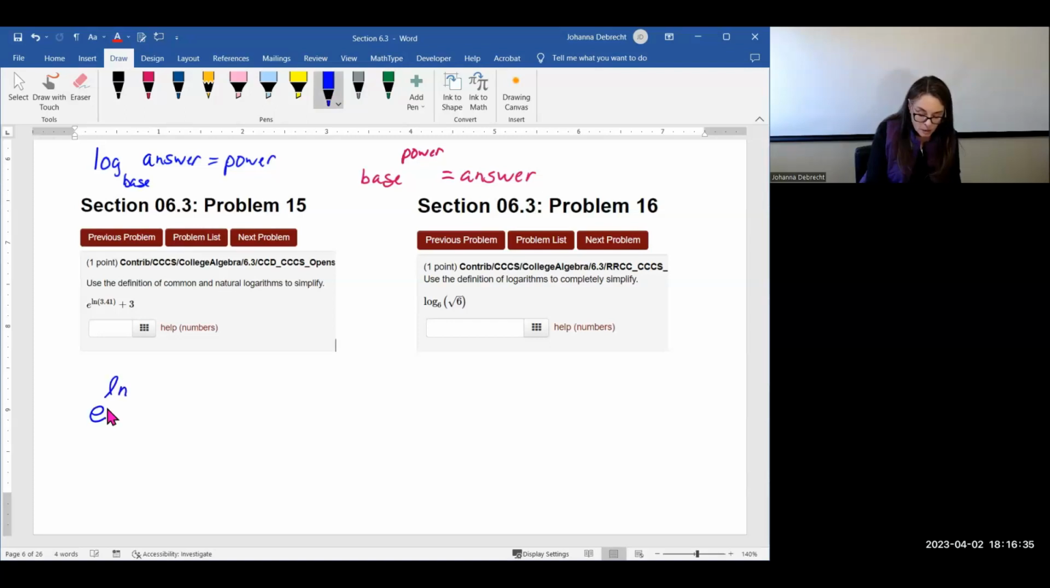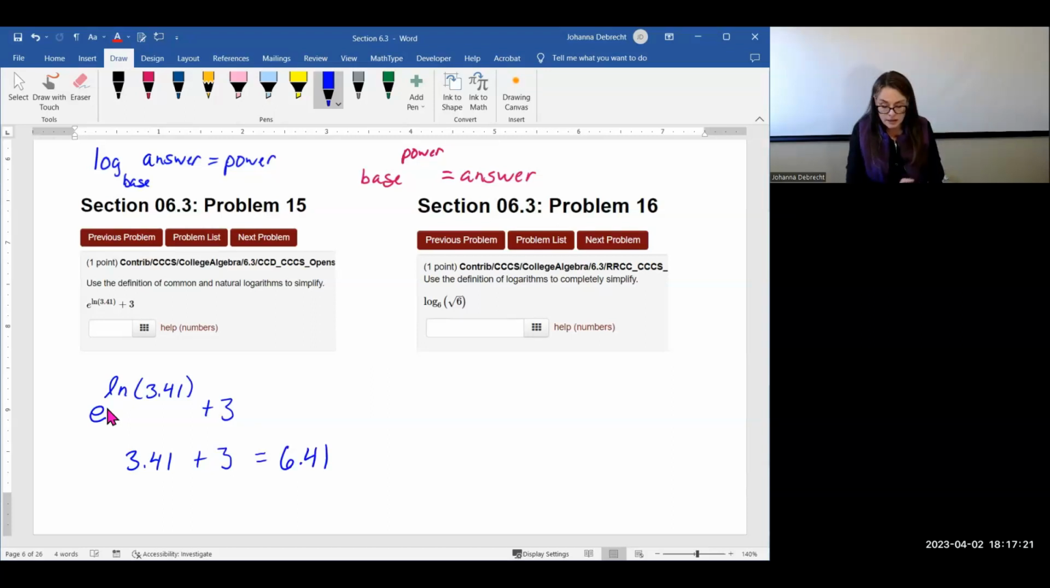I have both e to a power and a natural log. So I have e to the natural log of 3.41, and then I have a plus 3. Based on what I said before, what this e to the natural log of 3.41 is doing is I take the number 3.41 and apply the natural log. Then I take e to that power, which undoes the natural log. So that just gives me 3.41. So this gives me 3.41 plus 3, which gives me 6.41 for the answer. That's it, right? Now let's look at this one next to us. This one is a little bit harder, I think.